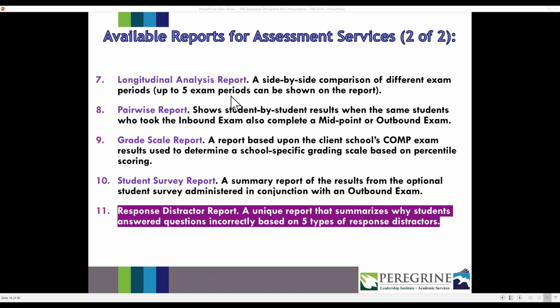As you know, with ACBSP, they ask you to provide 3 data points in your self-study report. And of course, in your following quality assurance reports, you need to provide your longitudinal results, right? So that's what this report is. And you can have results of up to 5 exam periods displayed in one report.